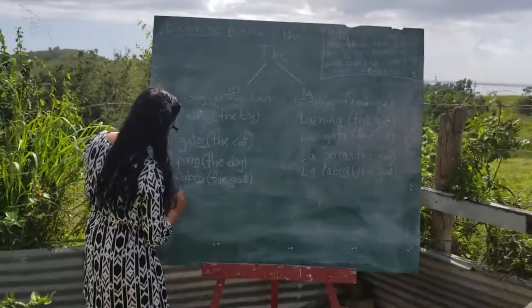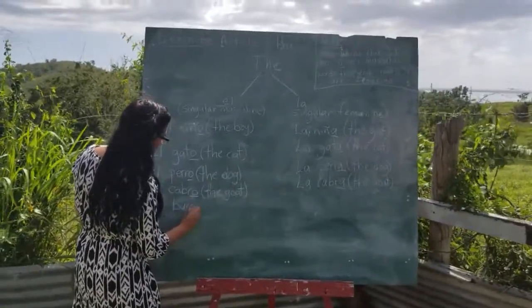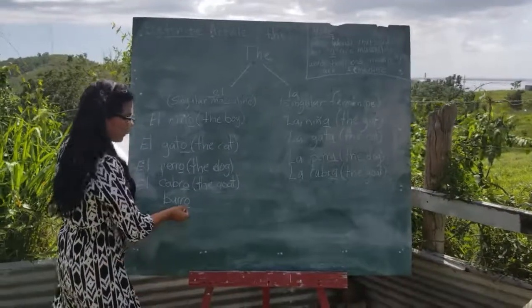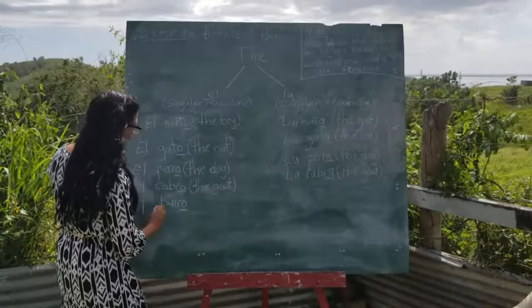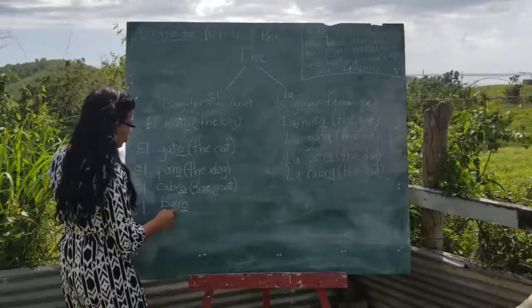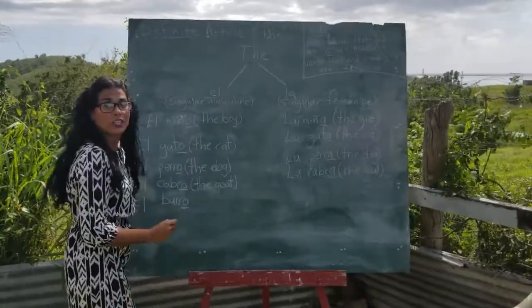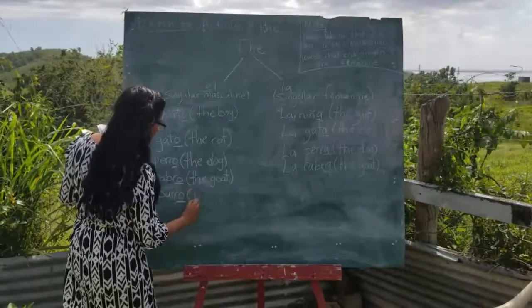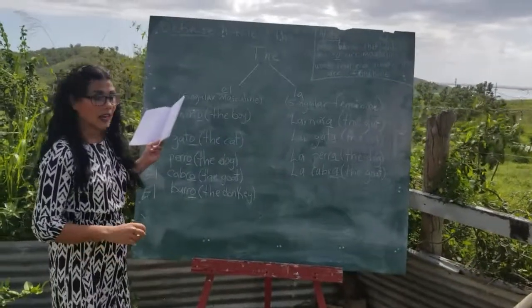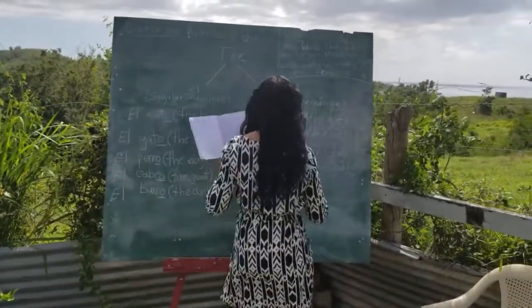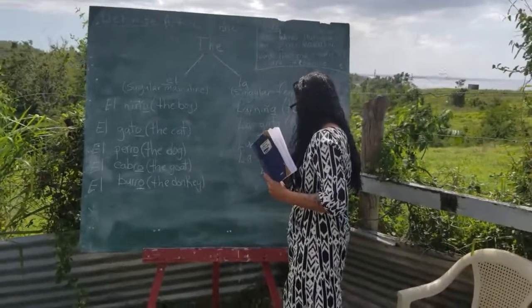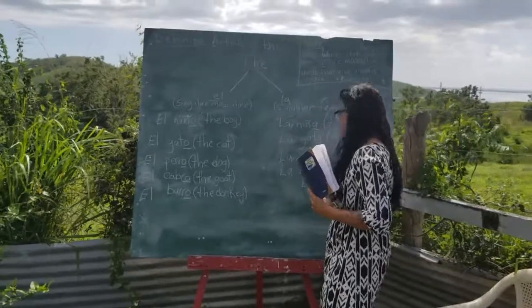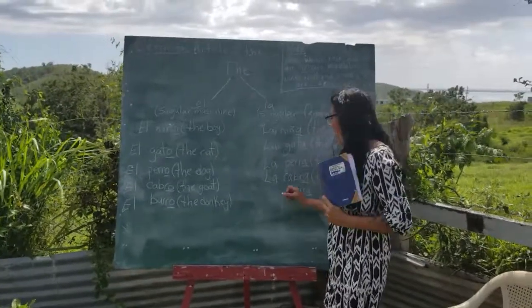Burro, ends in an O, so it's el burro. El burro. Remember the double R. You have to roll the R. El burro is the donkey. Now, burra, with an A, is feminine. La burra.